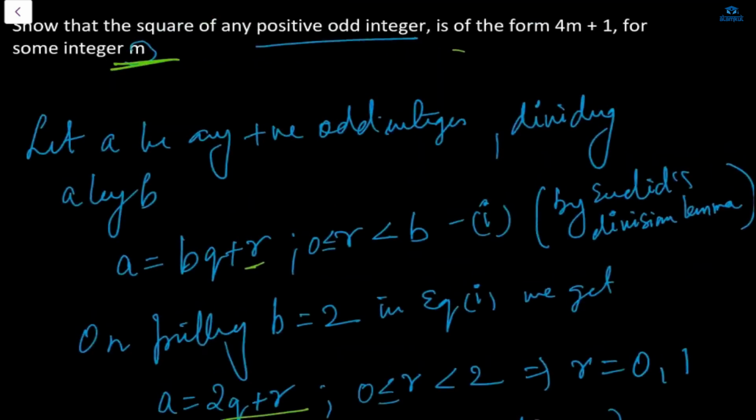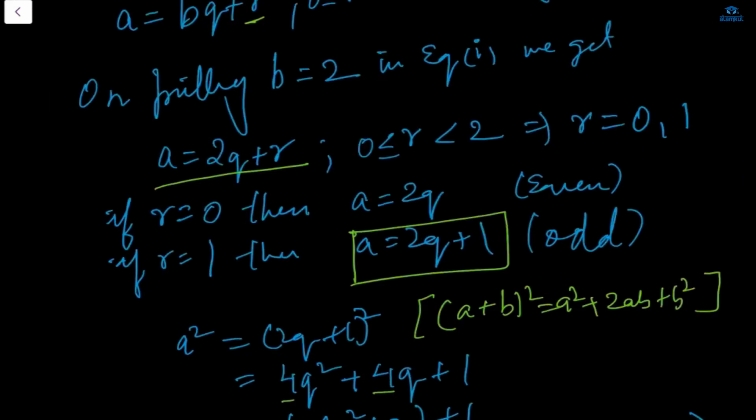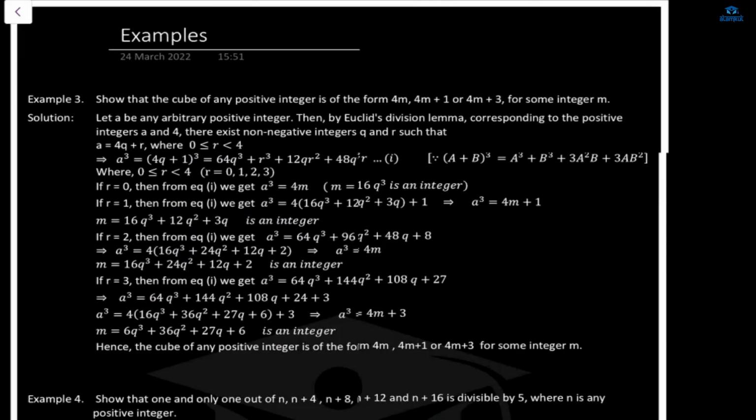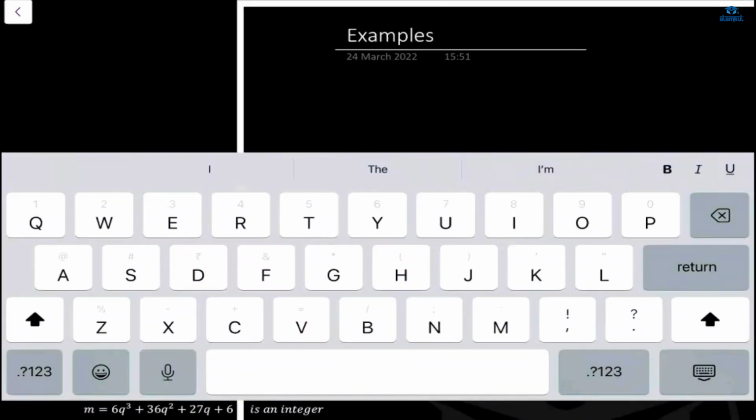Any doubt? Shazan, Ria, now? Shazan, have you understood? You asked me to explain again. Yeah, I did get it. Okay, Ria, what about you? Yes.